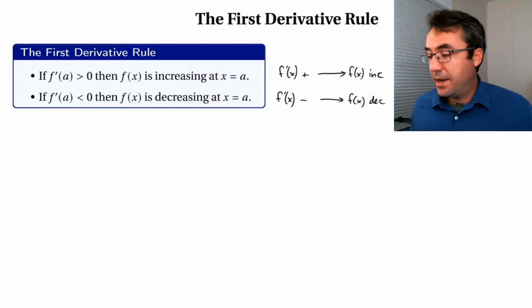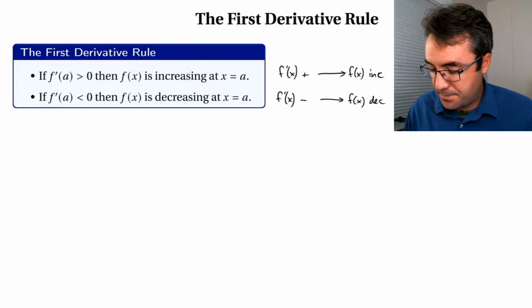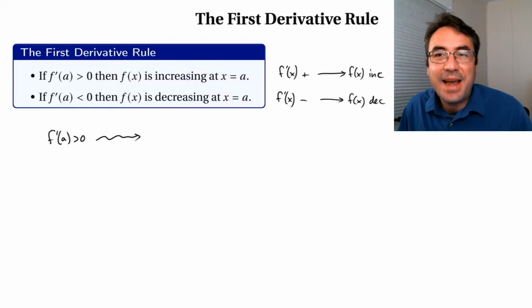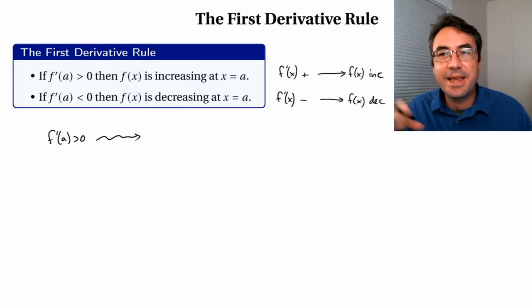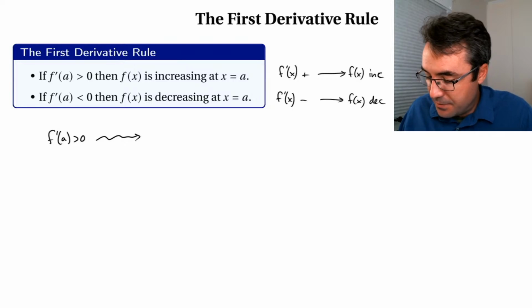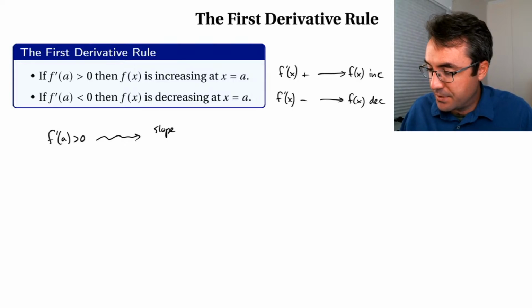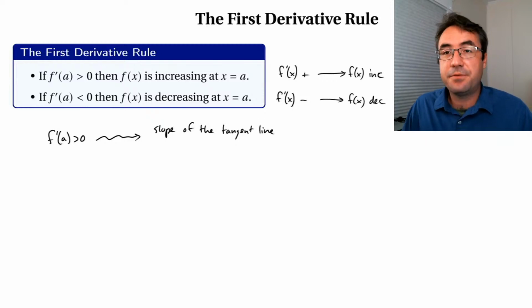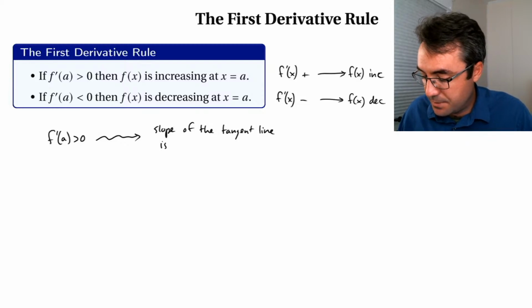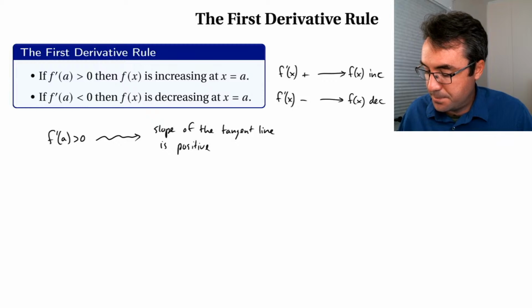All right, and we've kind of seen this before, or we've kind of been talking about this a little bit. It's been hanging around the edges, and now we're just formally stating it. So if f prime of a is greater than 0, the derivative is measuring the slope of the tangent line. So the slope of the tangent line then is positive at x equals a.